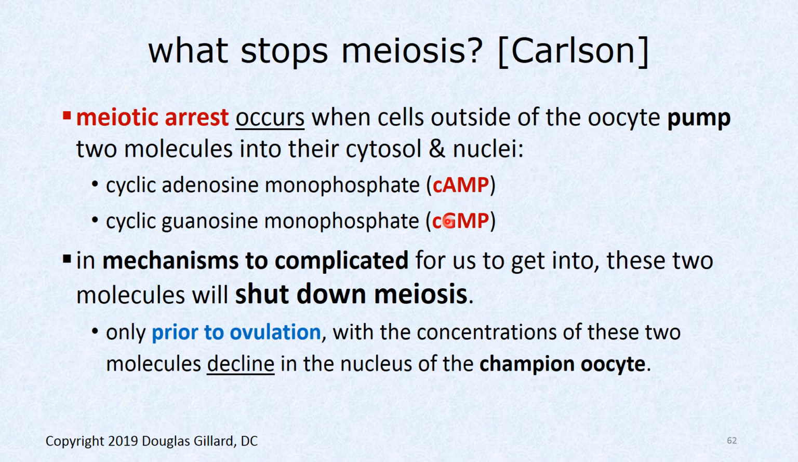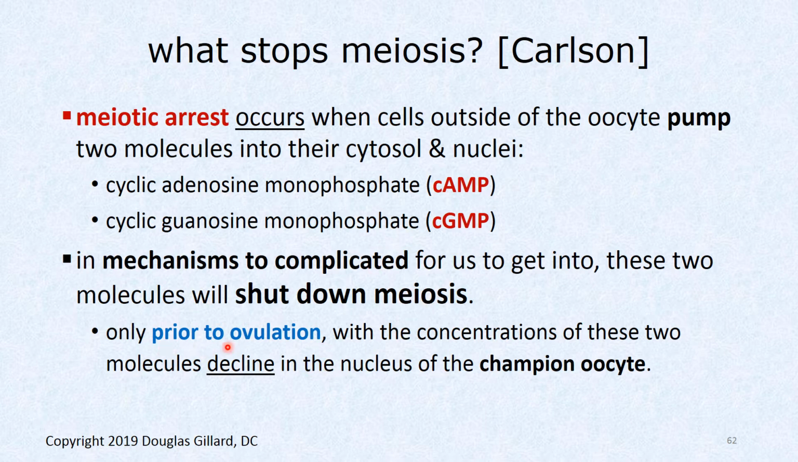So cyclic AMP and cyclic GMP are pumped into the cytosol. They get into the nucleus and they freeze. They cause meiotic arrest, and the cell freezes in prophase 1. The mechanisms are too complicated for us. These two shut down meiosis. We won't get into all the details. If you're a biochemist, a PhD in this stuff, Carlson goes quite a bit deeper, so that's a good book again to get for that.